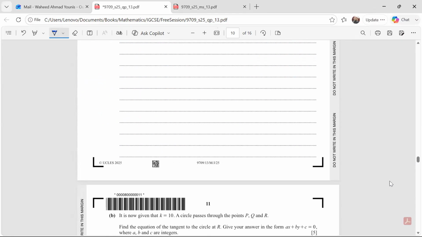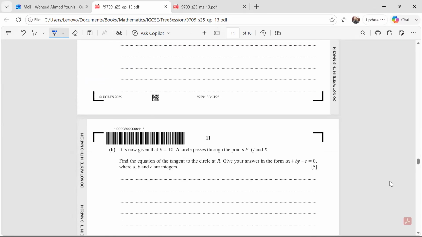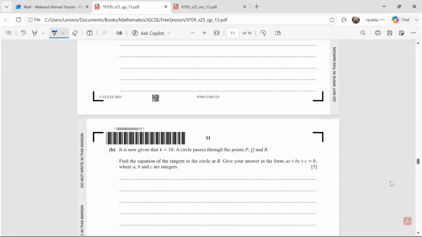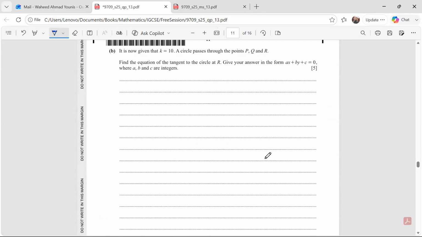Let me move on to part B. It is now given that k is 10. Out of these two values, they are choosing 10. A circle passes through points P, Q, and R. Let me do it again. Once again, it's a little bit time consuming, but it is worth it. So one point is minus 3, 5. Am I right?